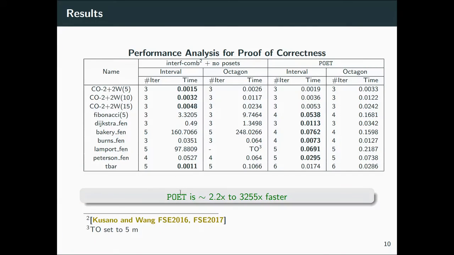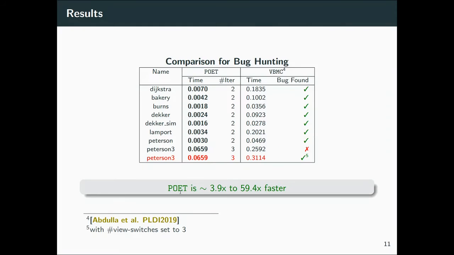This slide shows the comparison of the same interference combination plus MO poset technique with our poet for the programs that are correct under array. These versions of mutual exclusion algorithm have read, modify, write operations working as fences to ensure the mutual exclusion. The performance of poet is significantly better here, especially on the bigger benchmarks.